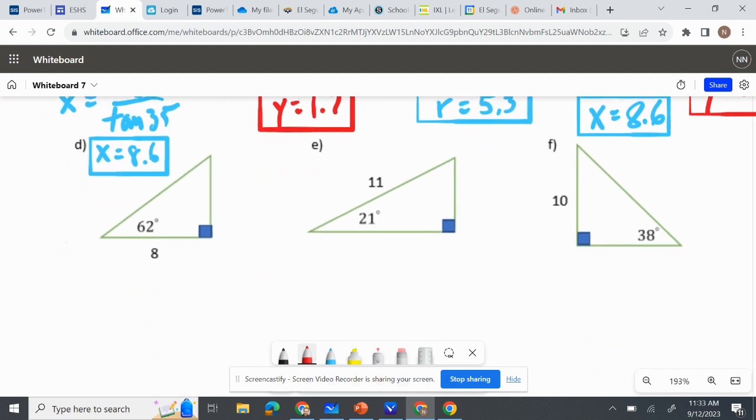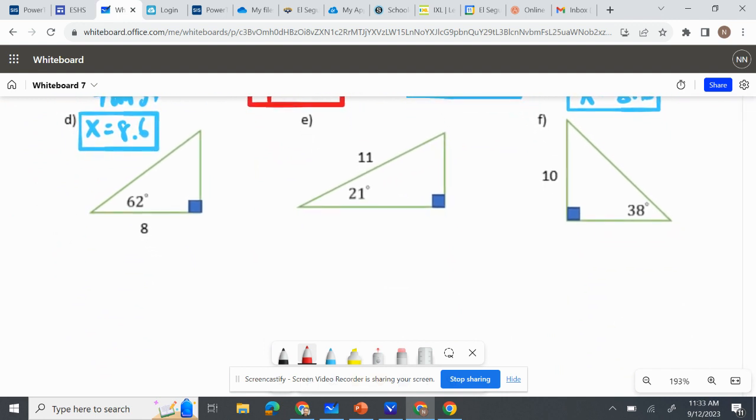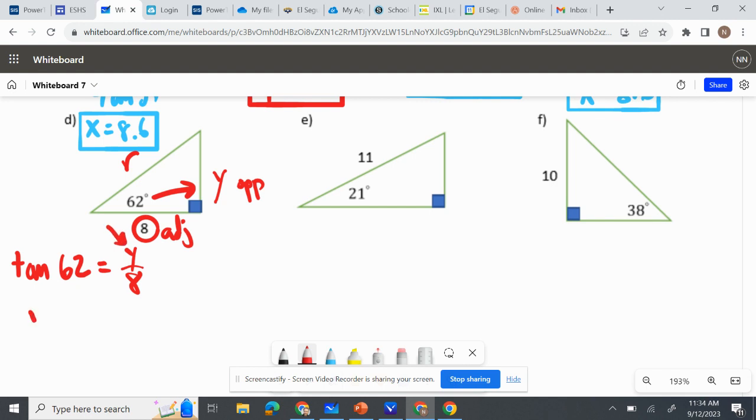Okay, pause the video and try those next three on your own and see how you do. With this first one, once again, I'm going to call this side y and this side r. This is my opposite side. My given is my adjacent side. Opposite over adjacent is tangent. So I'm going to do tangent of 62 is equal to y over 8. My variable's on top, so that means I multiply. So y is equal to 8 tangent of 62. And that gives me y is equal to 15.0.